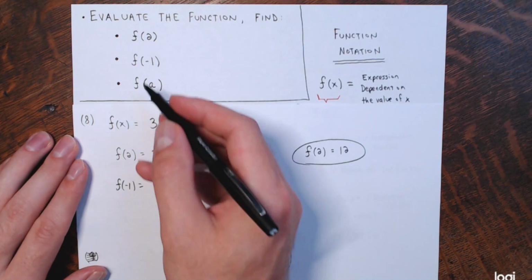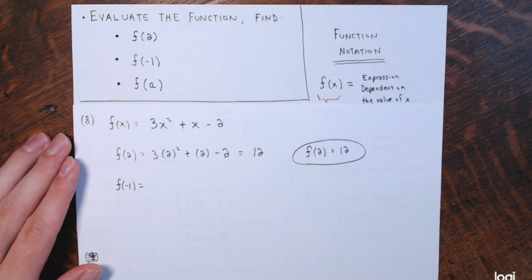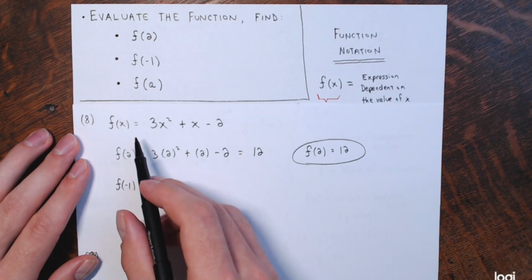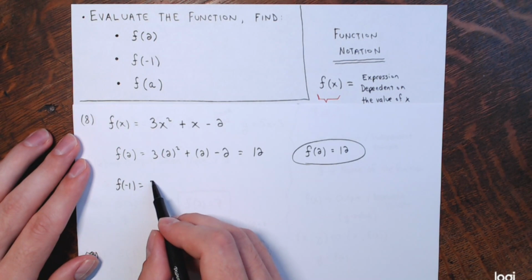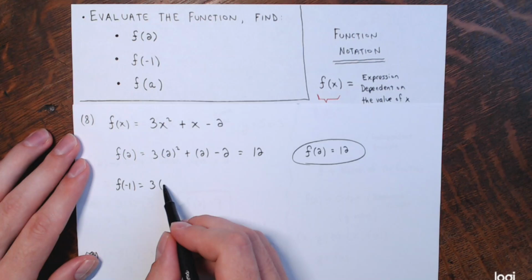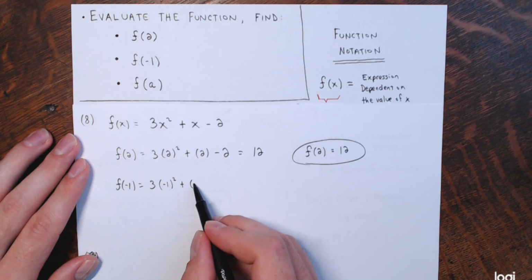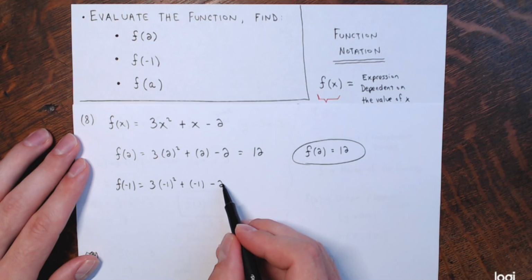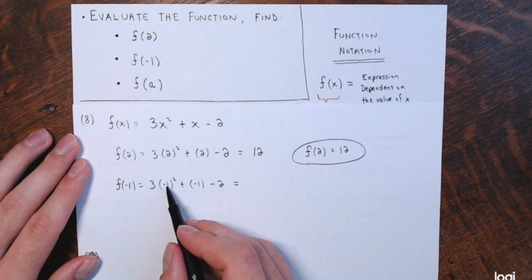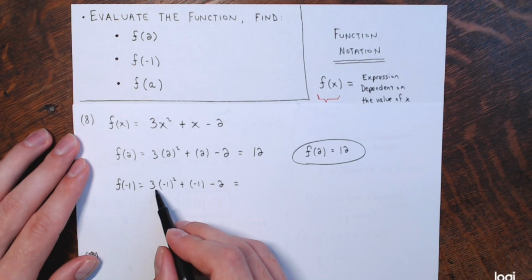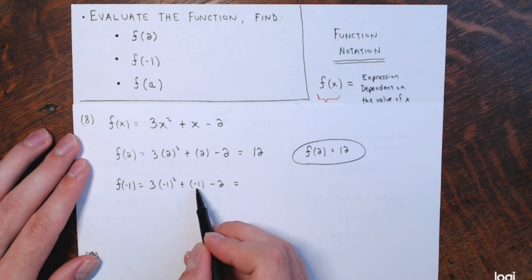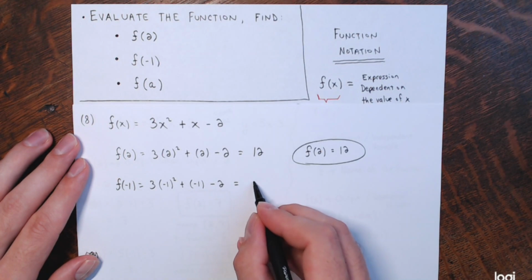And then we're asked for f at negative 1. Again, just replace all the inputs, all the x's, with negative 1. So 3 times, and then instead of x squared, negative 1 squared plus negative 1 minus 2. Negative 1 squared is positive 1, times 3 is 3, and plus negative 1 is 2, minus 2 is 0.